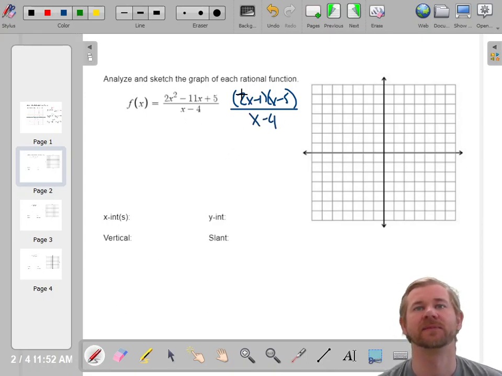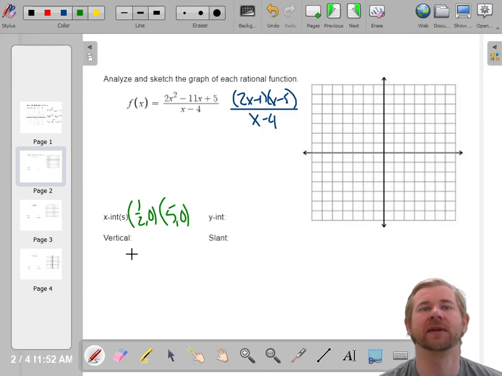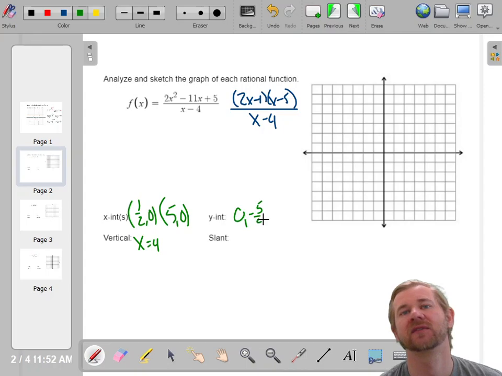So where are the x-intercepts? When the numerator equals 0, 1/2 and 5. And I want to write those as ordered pairs. Vertical asymptote, when the denominator equals 0, x equals 4. Y-intercept, if you plug in 0, you get 5 over negative 4, so 0, negative 5 over 4.